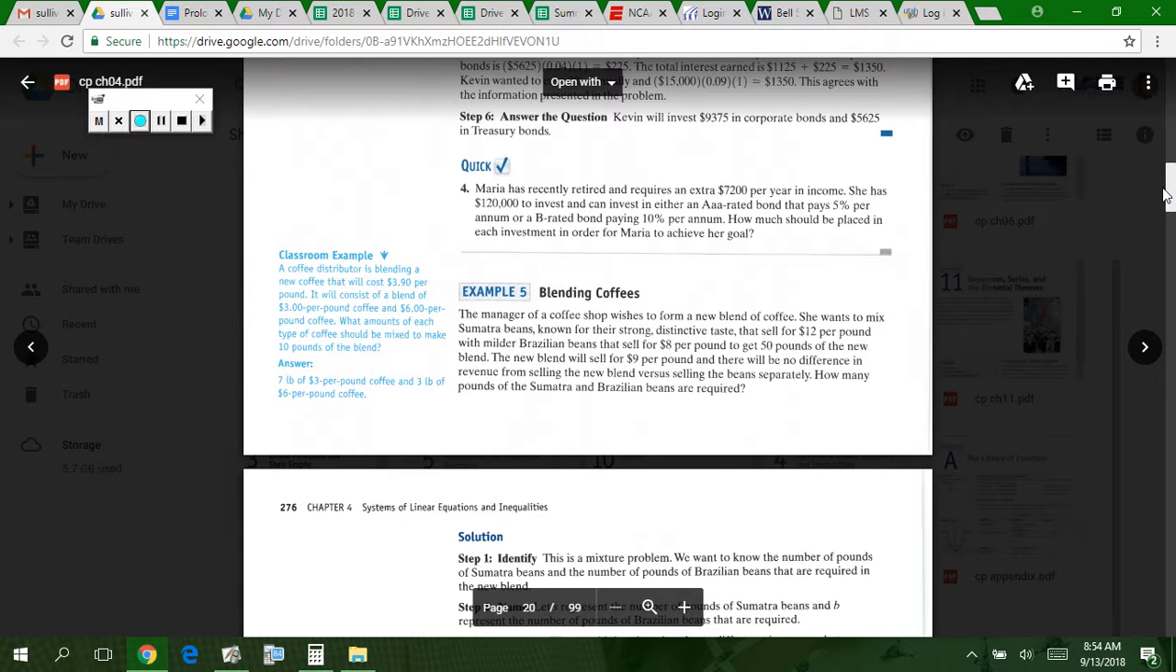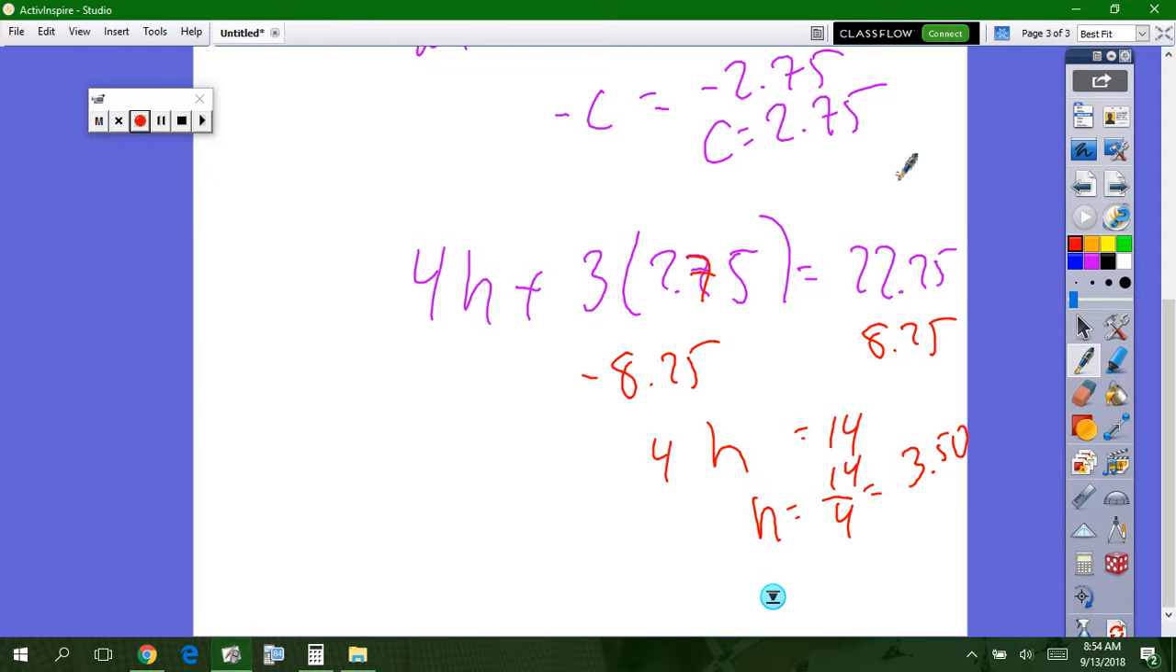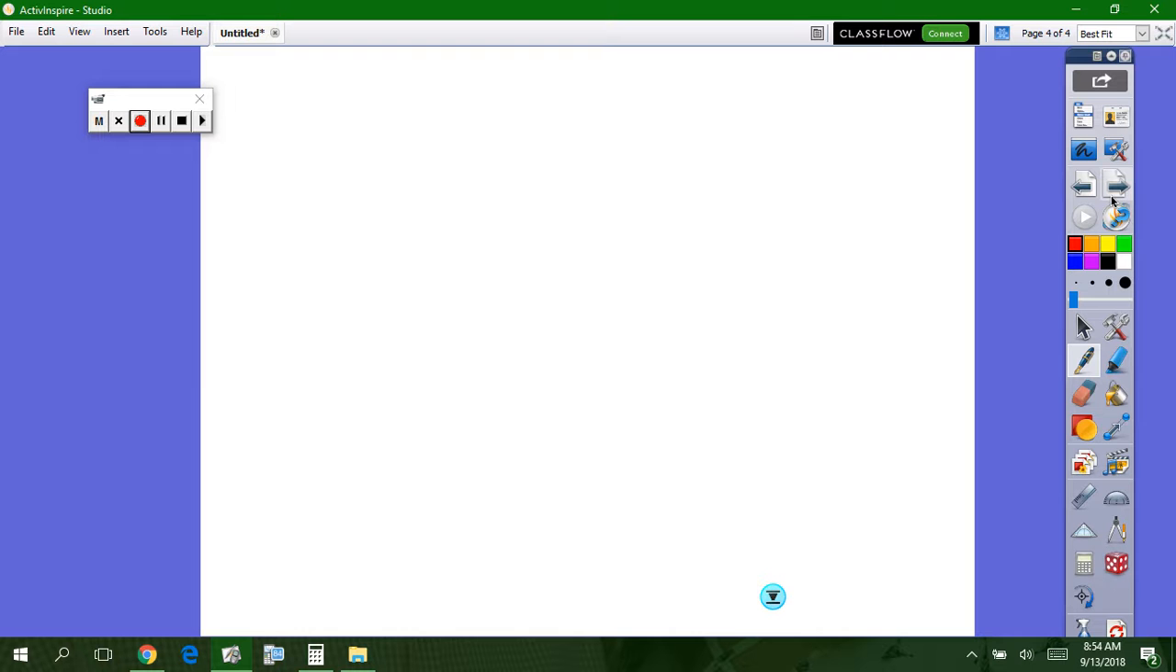What are we going to be adding? The Sumatra bean, which we're going to go with S, okay, plus the Brazilian bean. What do those two have to add to be together? 50 pounds, right? You agree there? Okay, going back to the story problem.